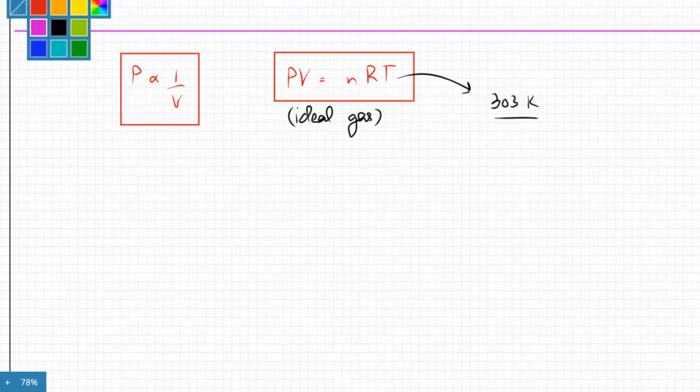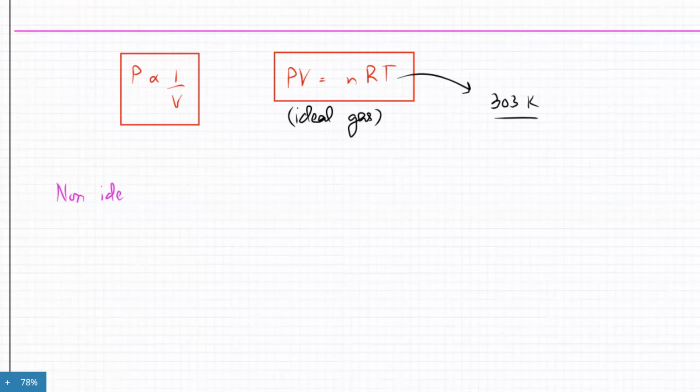Now when I talk about non-ideal, I'm basically talking about actual gases deviating from this equation. I put in the values, I try to measure the volume, I get a value on the calculator, but when I actually go and look, I'm getting a different volume. So that means my gas is deviating from this equation. Anything that deviates from this equation is a non-ideal gas. So the question is, how do you figure out which one is a non-ideal gas?